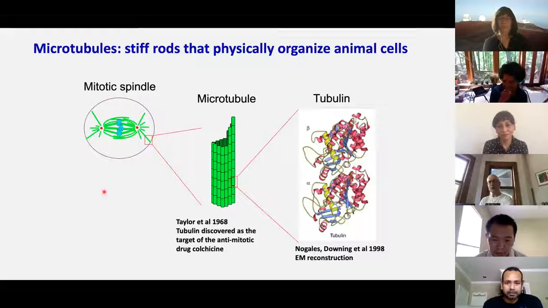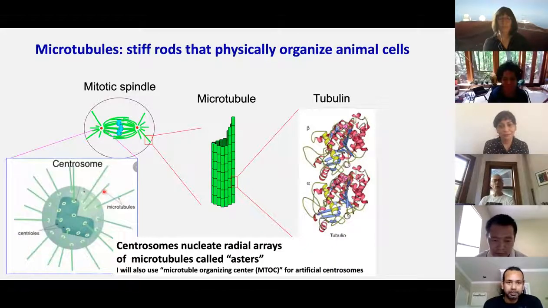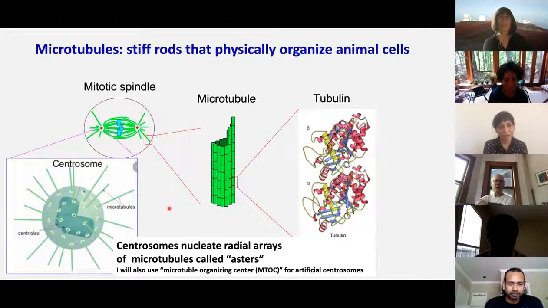They're polarized polymers. And I also want to focus today on centrosomes to some extent, which are the nucleating centers that nucleate microtubules and generate radial arrays that are called asters. So I'll try and use the word centrosomes if I'm speaking of a real centrosome that has a pair of centrioles in the middle. And I'll use the term microtubule organizing center when we replace this with an artificial mimic, a plastic bead coated in nucleating material that I'll show you.